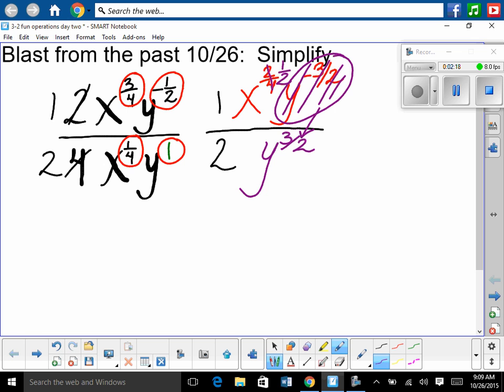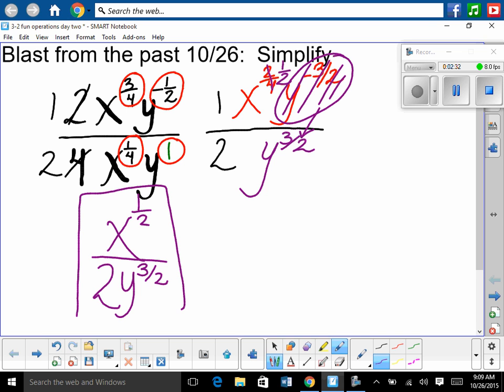So our final answer: 1 times anything is just itself. So we'll have x to the 1/2, right, over 2. The 2's on the bottom, and then y to the 3/2. This would be our final answer. Any questions on that?